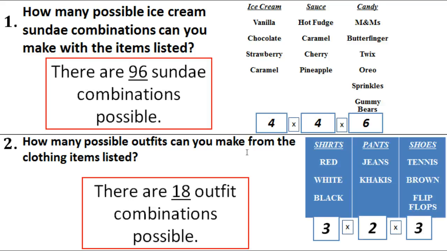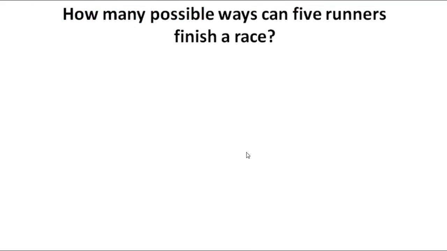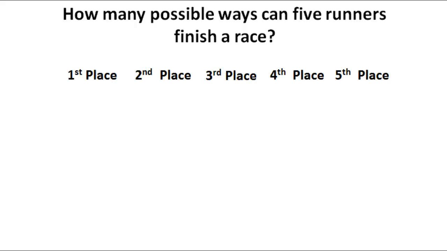Hopefully you found out that there were a total of 96 different combinations for the Sundays and 18 different combinations for the outfits that you can wear. Now we're asked, how many different ways can 5 runners finish a race? So we've got 5 in here. They're going to finish anywhere from 1st to 5th somewhere. Okay, 1st place all the way through 5th place.